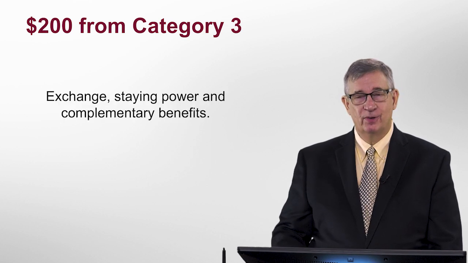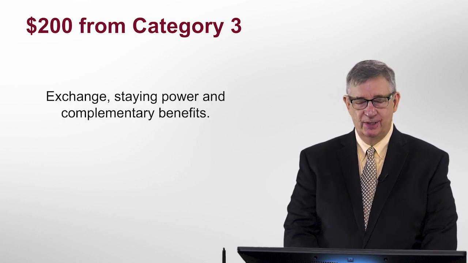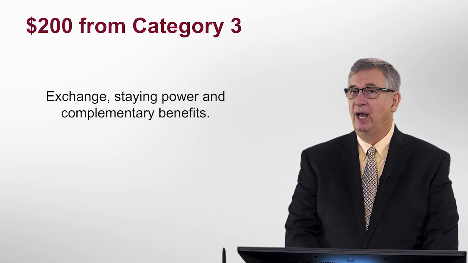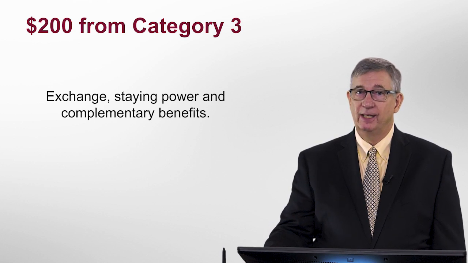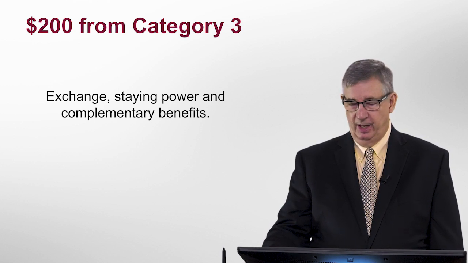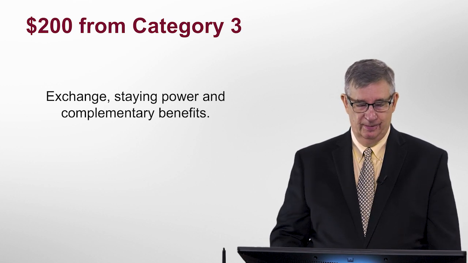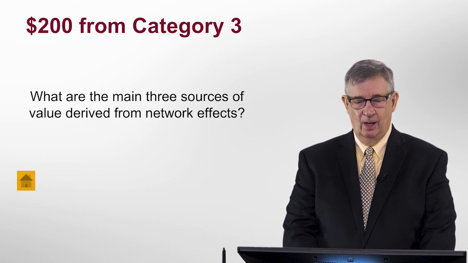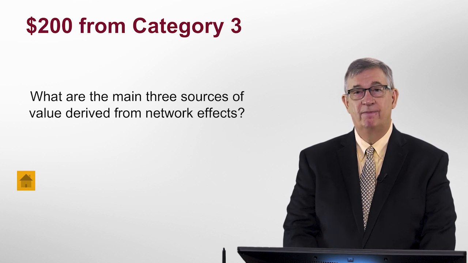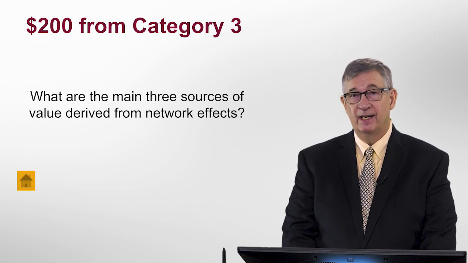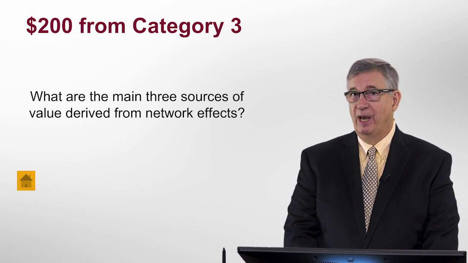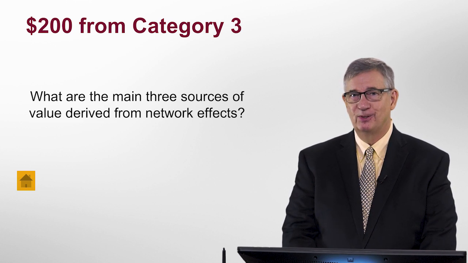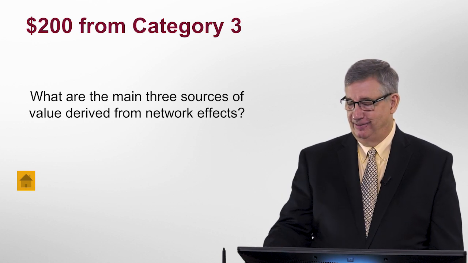So $200 from that same category. The answer is exchange, staying power, and complementary benefits. So these are 3 items defined in your text that you should be familiar with. And the question is, what are the main 3 sources of value that businesses derive from network effects? So network effects produce some results. Take a look at those 3 categories of value. It may be a way that you could think of a business to start that hasn't been addressed yet.